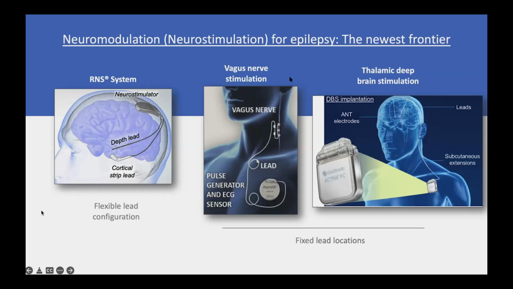Vagus nerve stimulation was actually the first neuromodulation or neurostimulation option for epilepsy. It came out as research mostly in the late 90s, and early 2000s it came on the market and picked up momentum, and we still use it today. So this is where you're not actually stimulating in the brain, but you're stimulating just this nerve that is highly connected to the brain here.